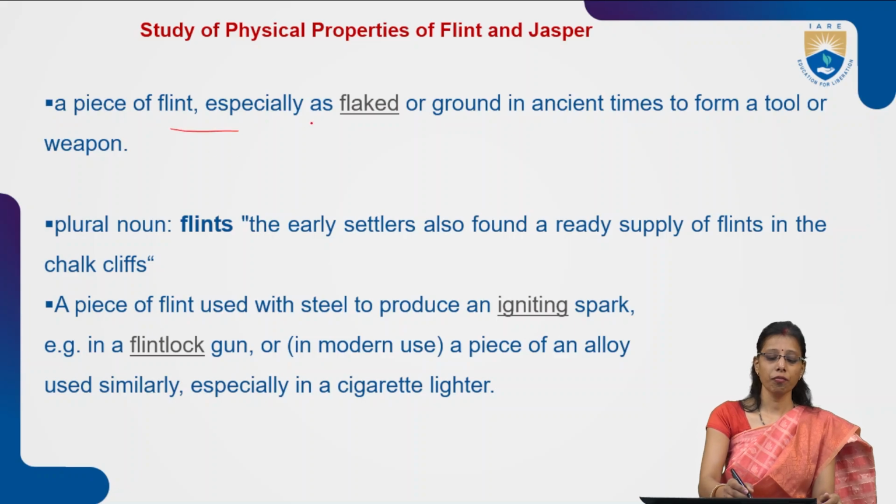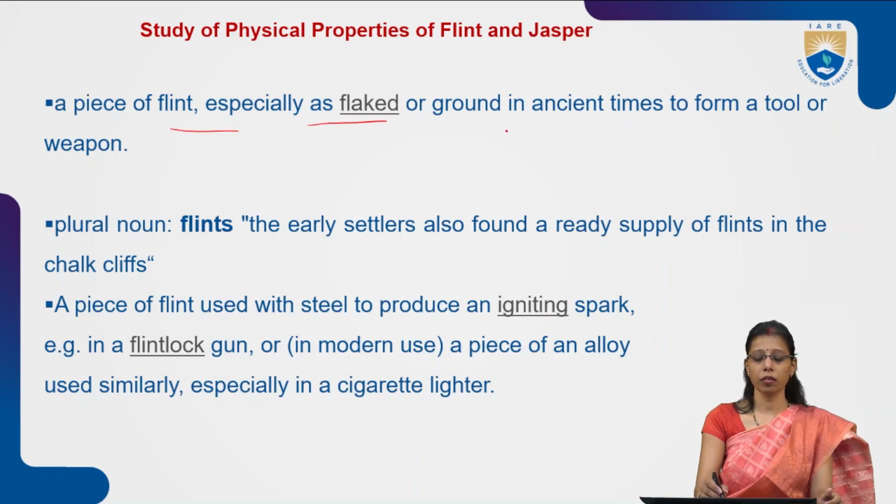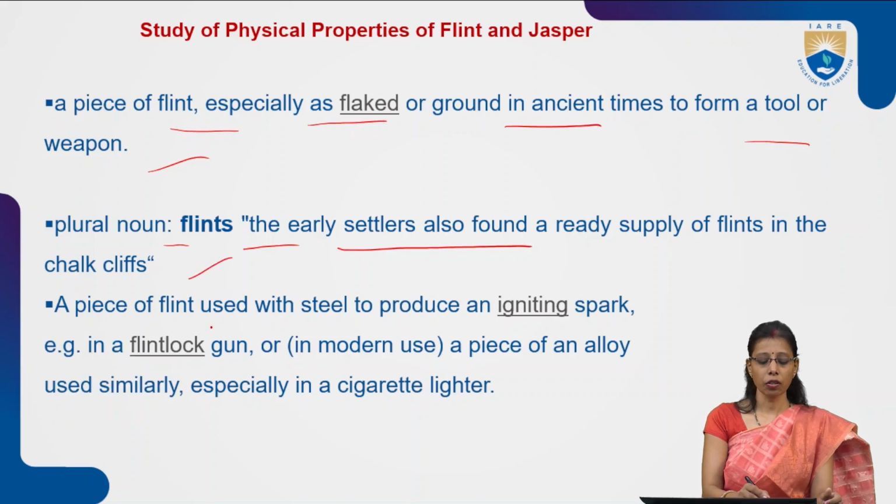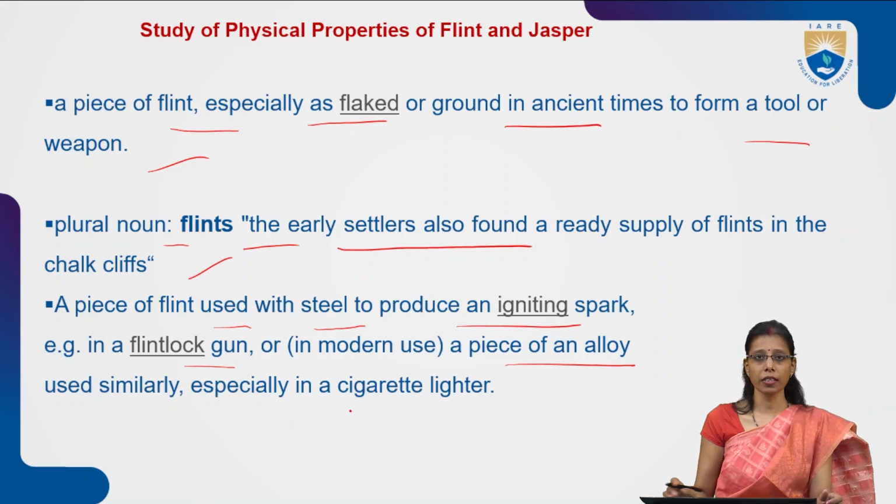A piece of flint was flaked or ground in ancient times to form a tool or a weapon. The plural noun is flints. The early settlers also found a ready supply of flint in the chalk cliffs. A piece of flint used with steel produces an ignition spark, so it was used to ignite a fire in the previous days. Examples are the flintlock gun, or a piece of alloy used similarly, especially in the cigarette lighter.